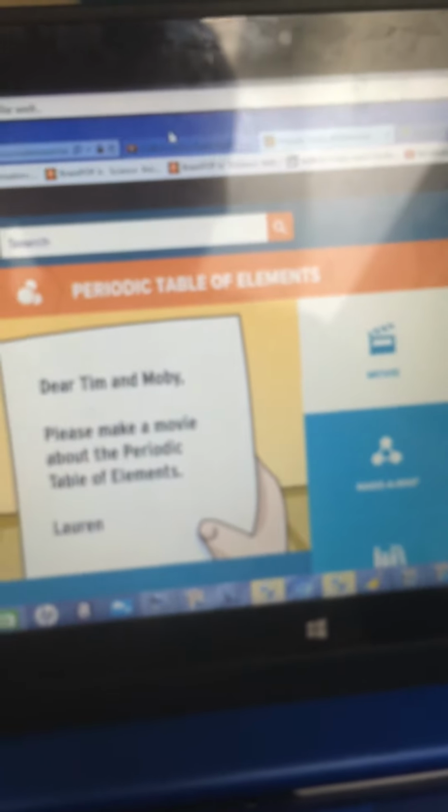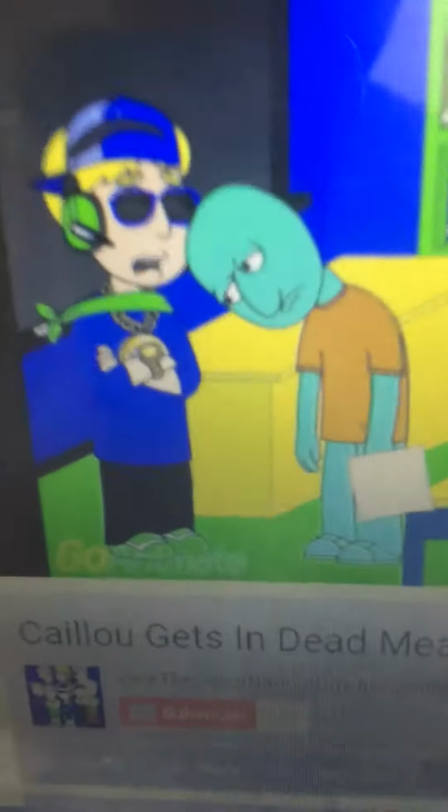Dear Tim and Moby, please make a movie about the periodic table of elements. From Lauren. Sure.